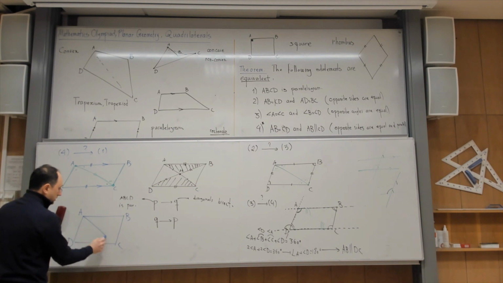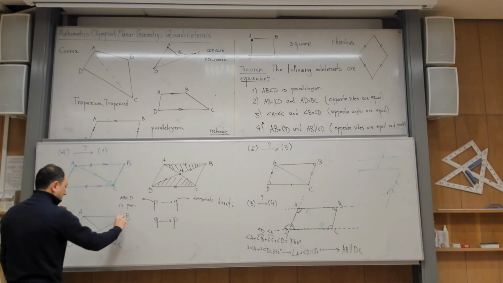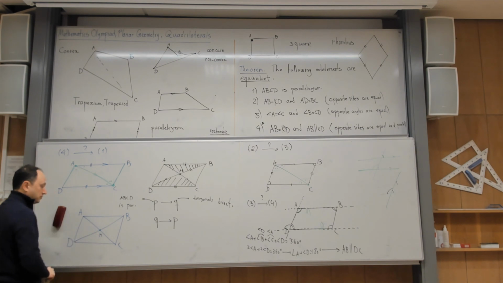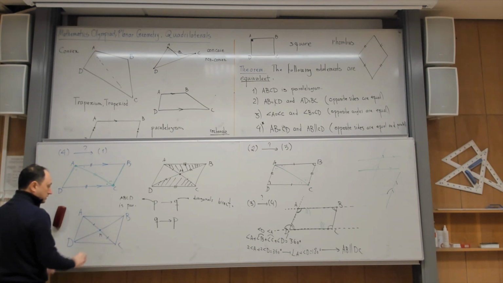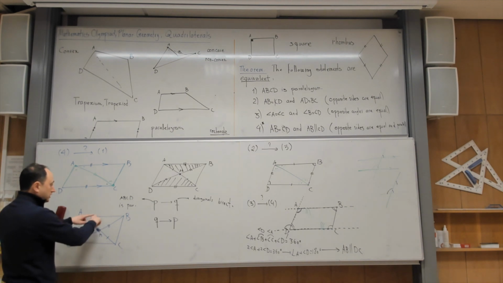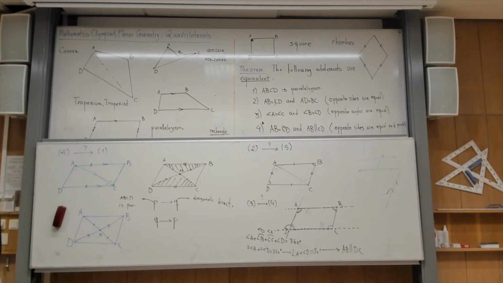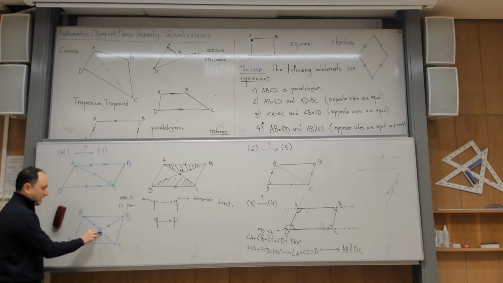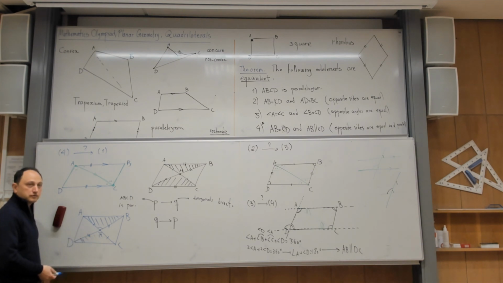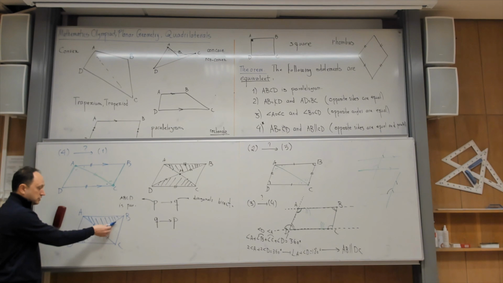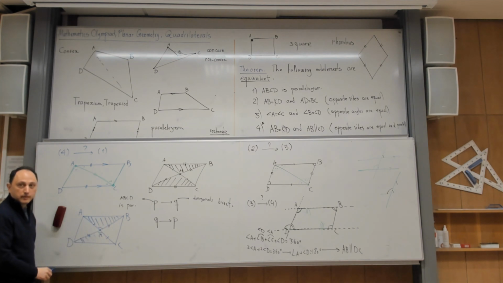So what I know: I draw the diagonals, and they intersect at a point. I know this one is equal to this one, and I know these are the same. I want to show that the original quadrilateral is a parallelogram. This angle and that angle are the same because they are vertical angles, opposite angles. So the triangle on top and the triangle at the bottom are congruent, because of side, angle, side: two sides and the angle between them.